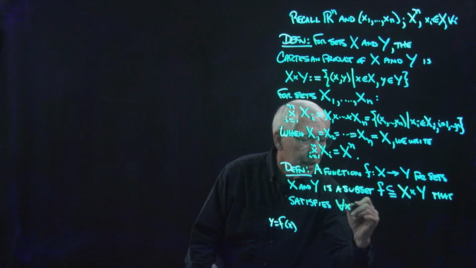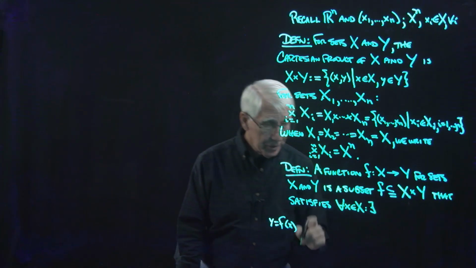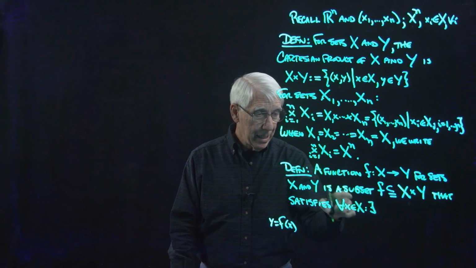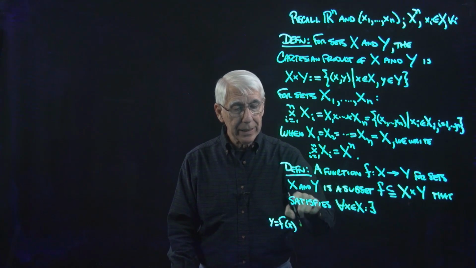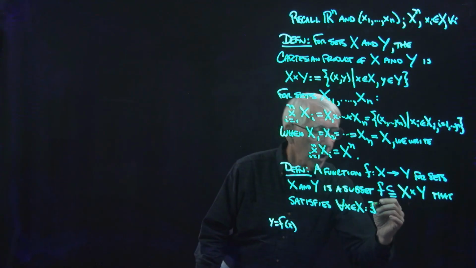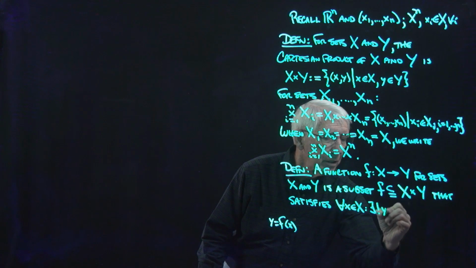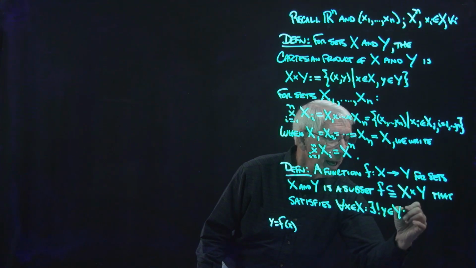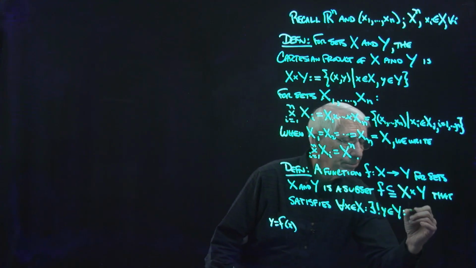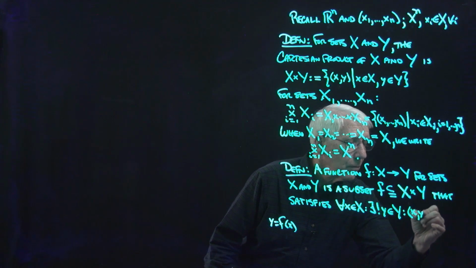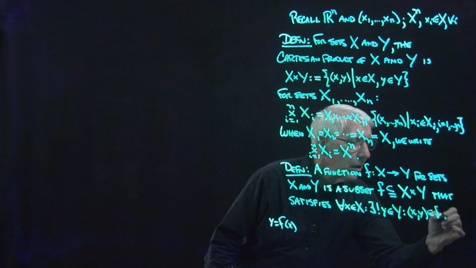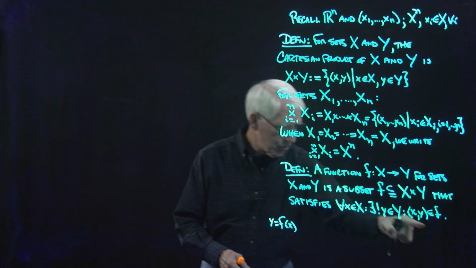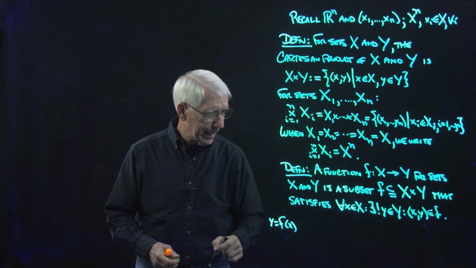So this has to satisfy the condition that for every x in capital X, there has to exist a y. Every x has to have a y that gets assigned to it. There exists one, but there exists only one. There exists a unique y in capital Y, such that... You can say, wait a minute, how come I wrote it this way instead of the way we're used to writing it like this?